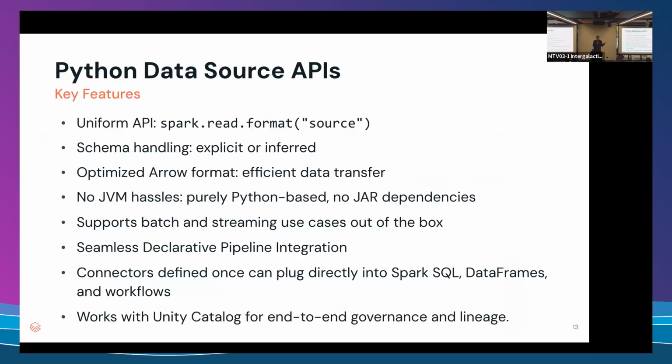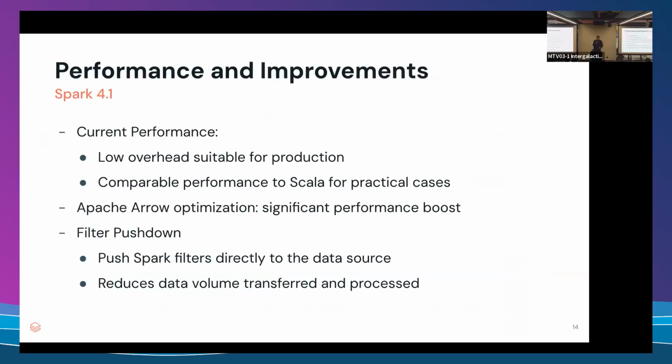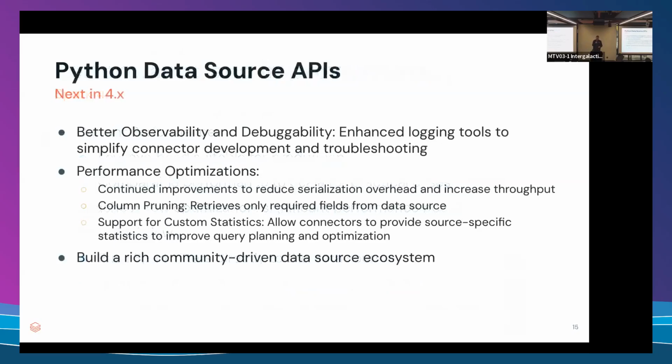Databricks users can also integrate with the Unity Catalog. For most use cases, the performance is very similar to Scala data sources, with very low overhead, and it relies on Arrow. We also support filter pushdown starting from 4.1. So we are improving the observability and debuggability for Python data sources, and also we are trying to improve performance, for example column pruning, and provide statistics to close the gap with the V2 API.